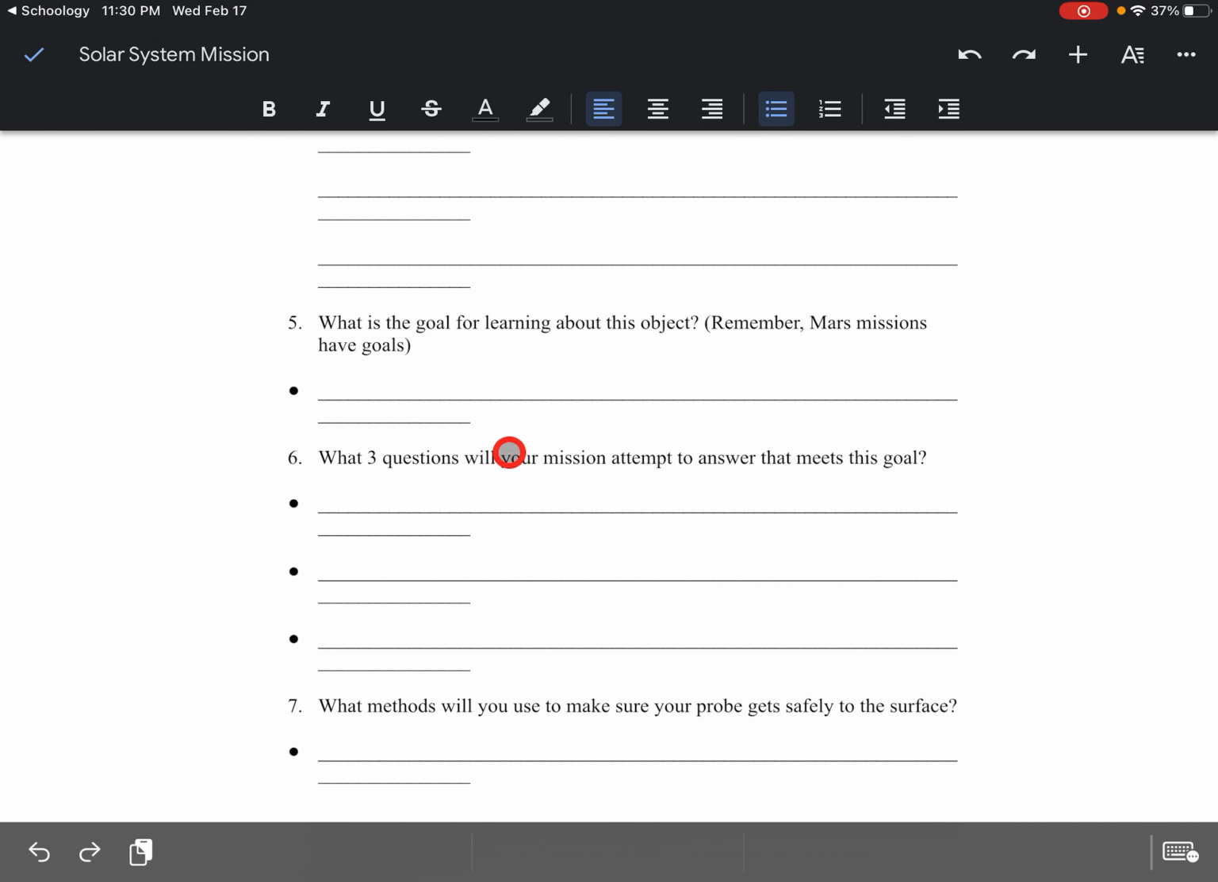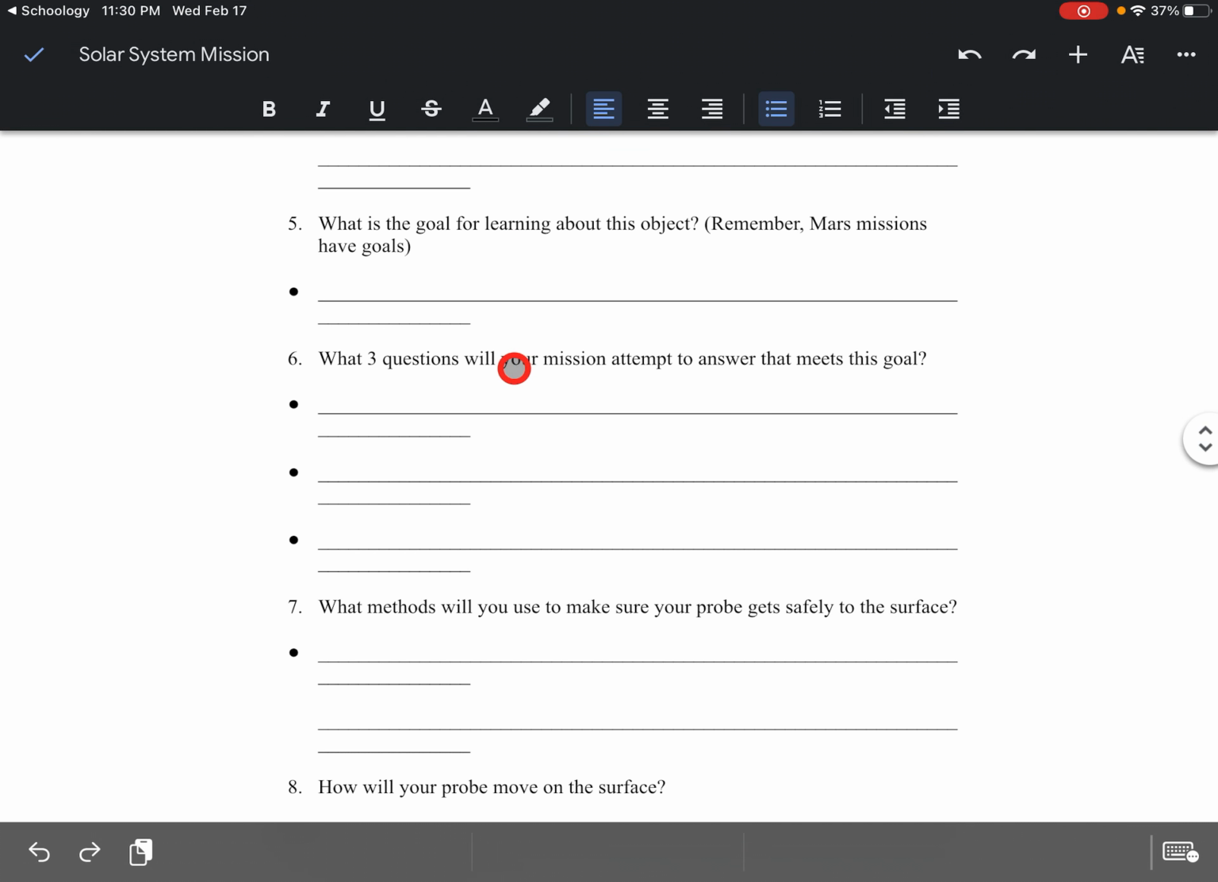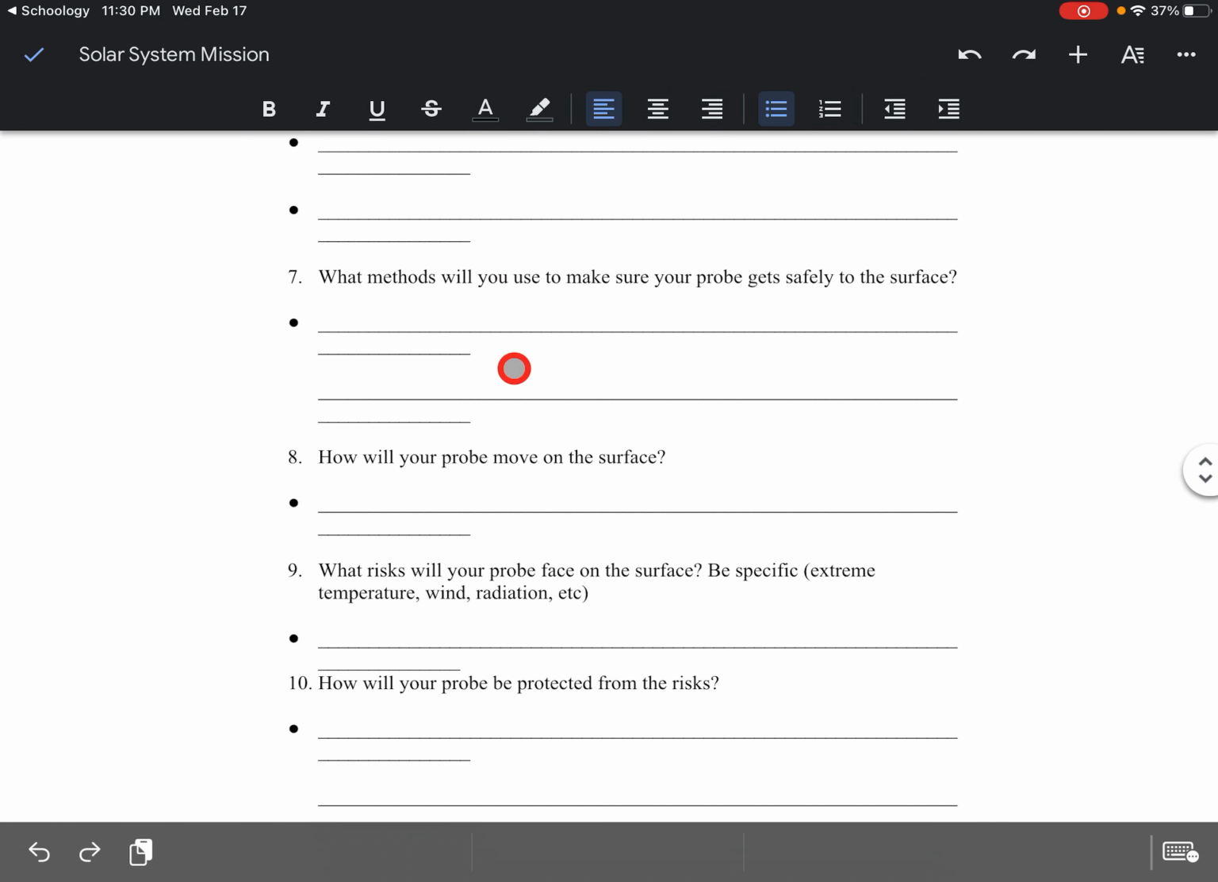If you have more than one goal, that's fine, but you should be trying to answer at least 3 questions for your mission. So this says, what's your goal? But you could have more than one goal. That's not a big deal. How will you make it get to the surface? So that's the sky crane, parachutes. You could use airbags. How will it move?